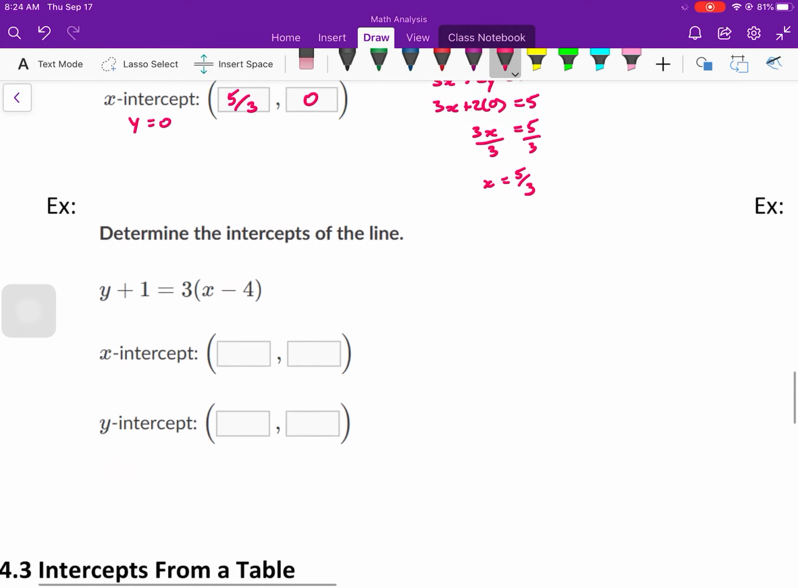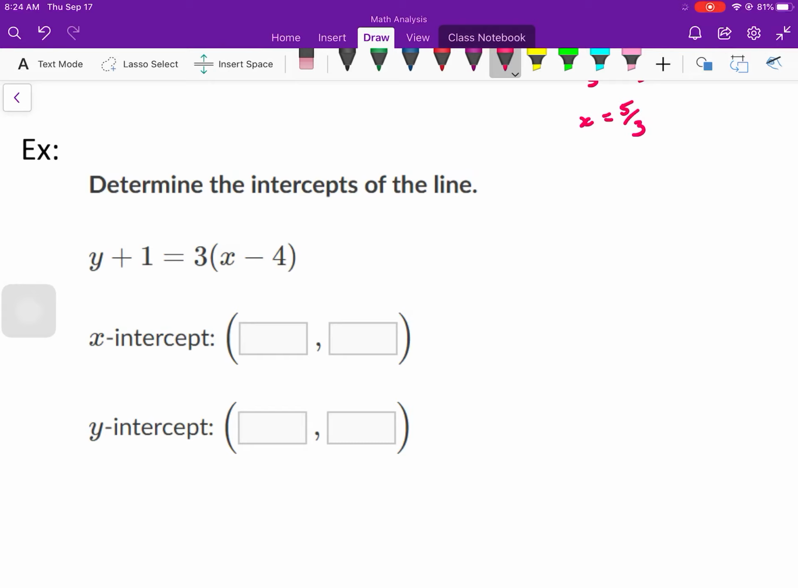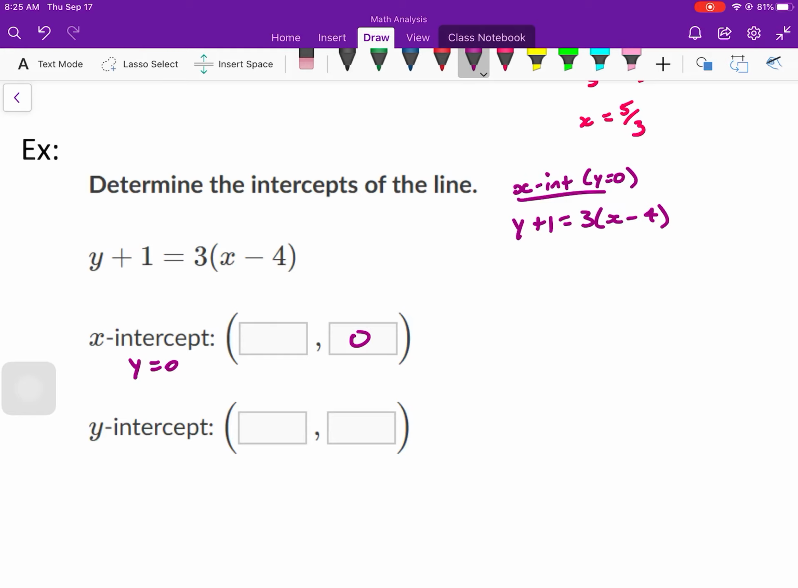So quite a simple assignment. That's really the idea here. So let's go ahead and do this one. So the x-intercept, this time notice they rearrange the order, so be careful of that. So the x-intercept, y equals 0. So let's start with that. And so I'm going to use the equation y plus 1 equals 3 times x minus 4.